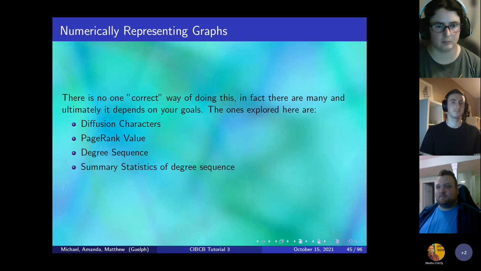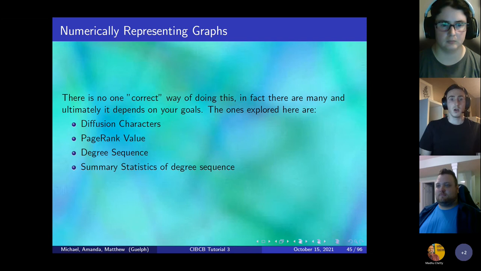It's important to remember that there is no one correct way of doing this. In fact, there are many ways to do this, and it ultimately depends on your goals. We explore some of these representations here, but realistically, the sky's the limit with respect to how creative you can get. Of them, we discuss diffusion characters, page rank value, degree sequence, and summary statistic of degree sequence. These are just some of the ways that we can take a graph and turn it into a numerical vector that we can compute a distance on.